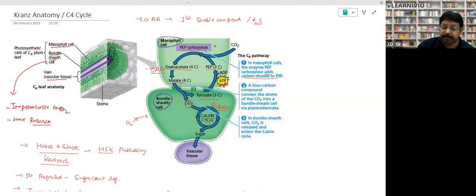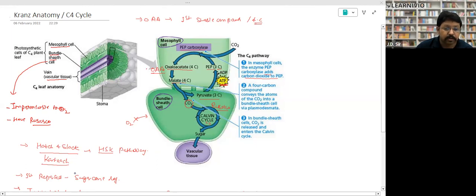In C3 plants, please remember all those points that I am discussing with you. Look, in C3 plants the primary carbon dioxide acceptor was rubisco. Here, rubisco is not the carbon dioxide acceptor. Here, the carbon dioxide acceptor is PEP carboxylase. In the mesophyll cell, the enzyme PEP carboxylase adds the carbon dioxide to PEP. Now the formation of oxaloacetate takes place. This is 4 carbon. The first stable compound is a 4 carbon compound. That's why this is called the C4 cycle.